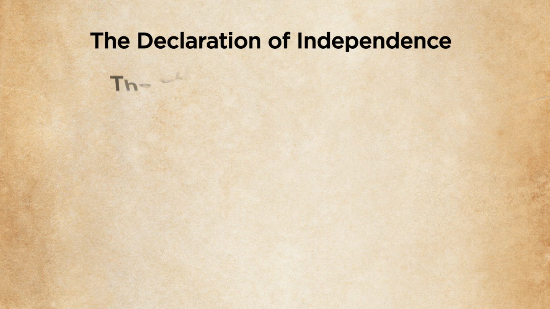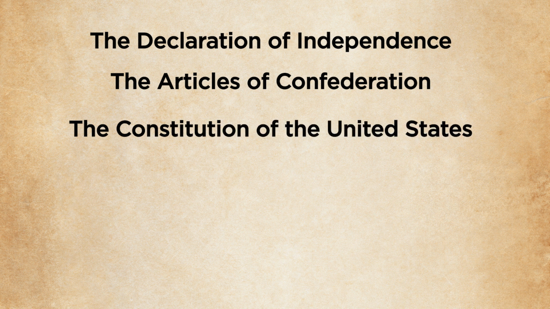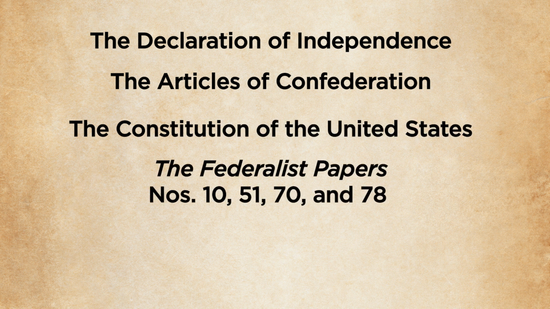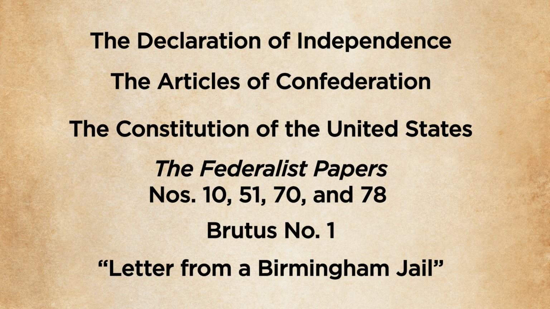You will also need to know 9 foundational documents: the Declaration of Independence, the Articles of Confederation, the Constitution of the United States, the Federalist Papers, specifically numbers 10, 51, 70, and 78, Brutus number 1, and of course Dr. Martin Luther King Jr.'s Letter from a Birmingham Jail. Understanding the main ideas in each of these documents will be crucial to your success, as you can nearly guarantee that they will be referenced on the exam come test day.